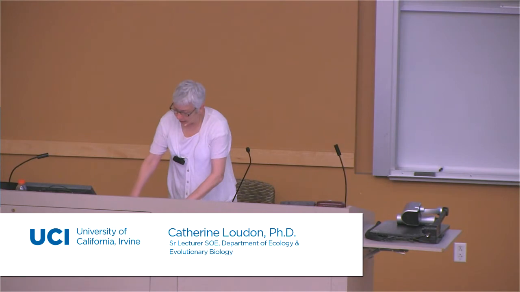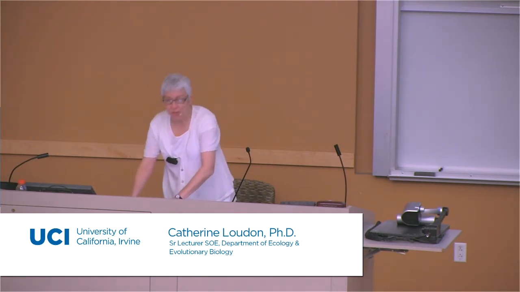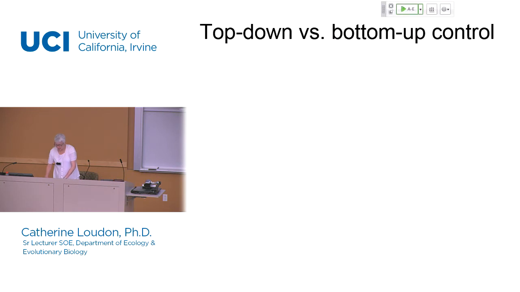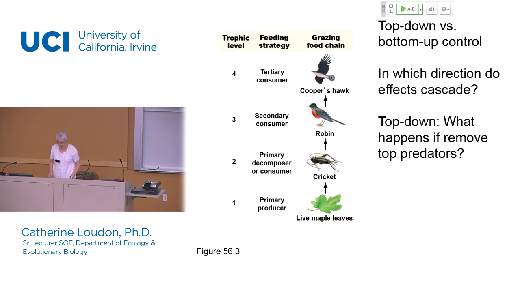Okay, so we've been considering trophic levels, food chains, food webs. Let's now consider changes in how one trophic level in a food chain or web can affect other levels. This is usually called top-down or bottom-up control, depending on what direction the effects are cascading through trophic food webs or food chains. So let's go through a specific example of this.